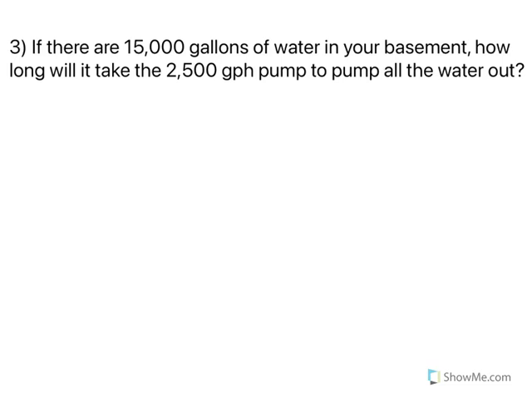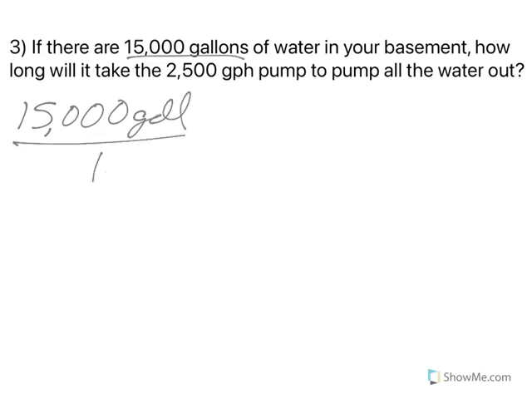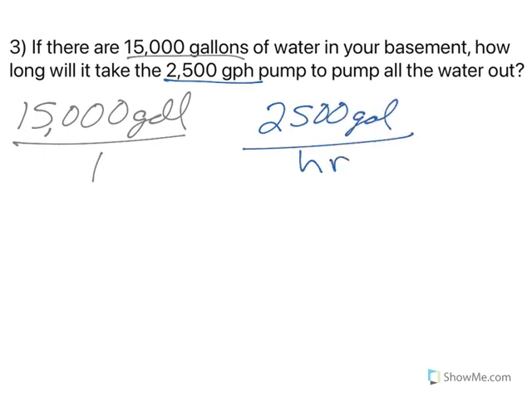Let's do one more problem just for fun. If there are 15,000 gallons of water in your basement, that's a lot of water. How long will it take the 2,500 gallon per hour pump to pump all the water out? Okay, again, what do we have? We've got 15,000 gallons of water. Y'all, that's a lot of water. We have a pump that is 2,500 gallons per hour.